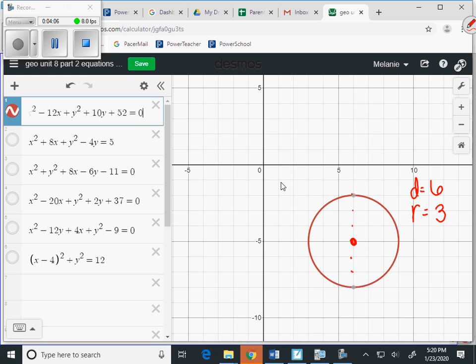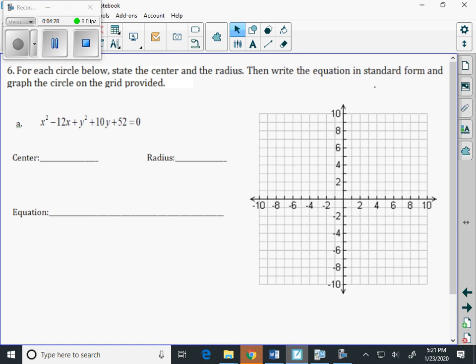And then when we count 1, 2, 3, this is the center of our circle. And when we take a look at this here, it looks like the center of our circle is 6, negative 5. Now, the nice thing is you can write that on your paper. I need to erase this and then go back to the smartboard file, which is what I will do.